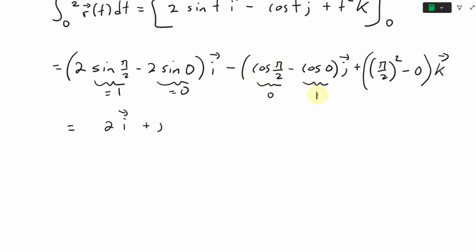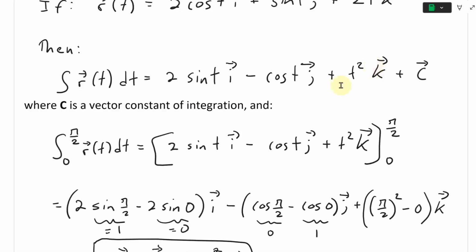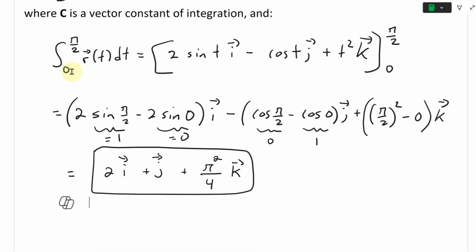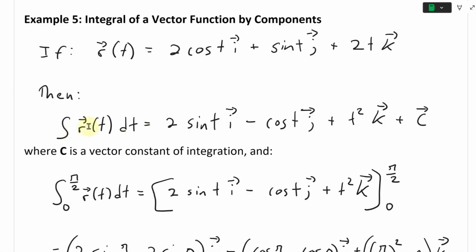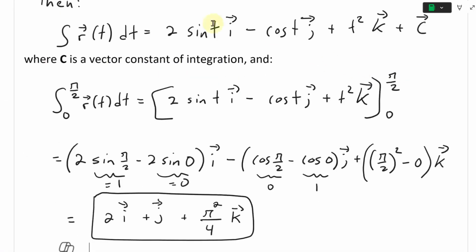So plus j. And then lastly, the last one is right here, pi over 2 squared, that's just equal to plus pi squared over 4, k. Okay, yeah, so that is what we get. And we can just box this whole thing in. So that is the definite integral from 0 to pi over 2 of this vector function over here. And here is the indefinite integral, or the antiderivative, and here is the definite one when you're evaluating from 0 to pi over 2.